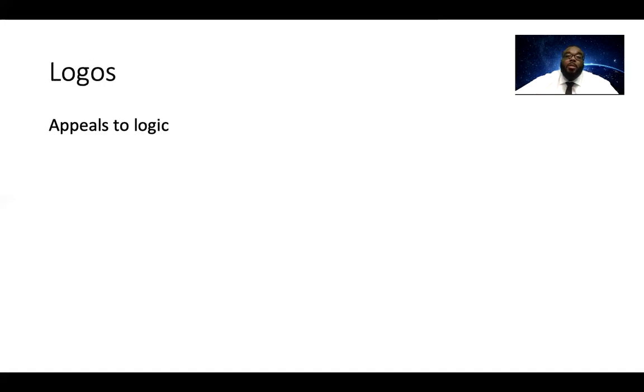Logos is appeal to logic, whether this makes sense. I think that's pretty straightforward. Does it make sense? Does it seem reasonable or rational? Is it objective? Is this something that I can clearly observe for myself and recognize to either be fact or fiction?